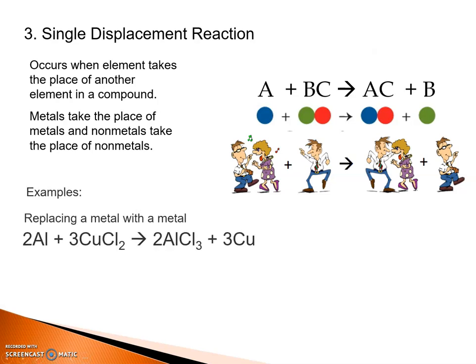Well, what does an example actually look like? Here we go. We have aluminum plus copper chloride, and what happens is the aluminum has taken the place of the copper, and so you get aluminum chloride, and then we get copper by itself. Make sure that when you're doing this, you first start by drawing the cross-down method, just so that we get the subscripts correct.